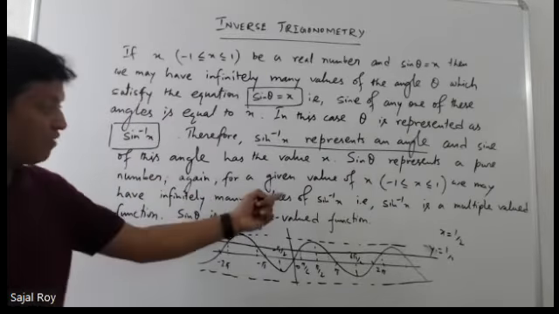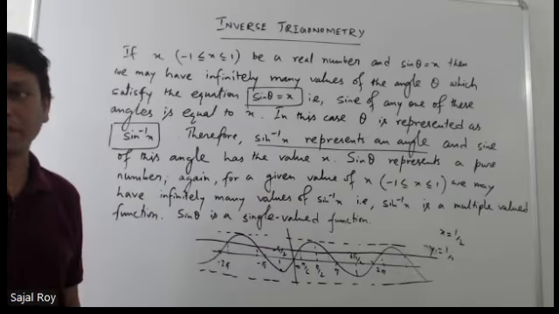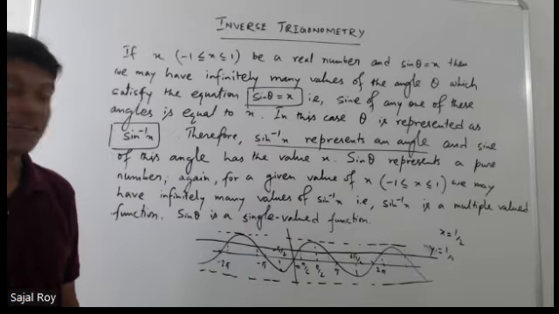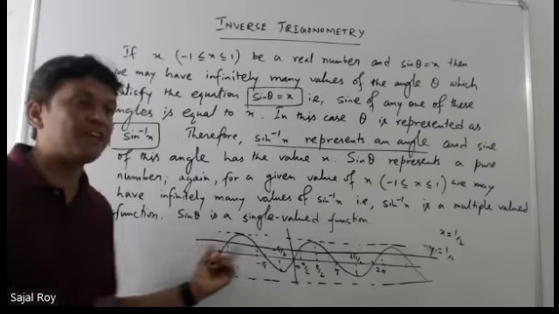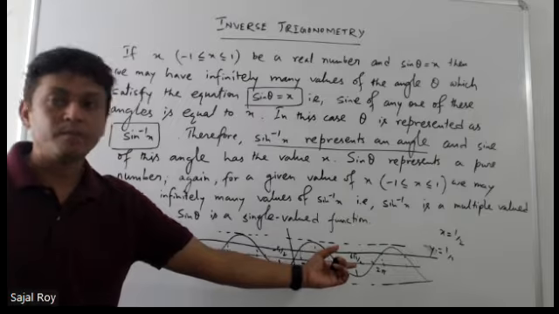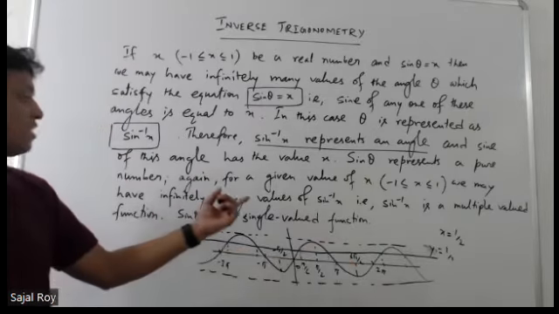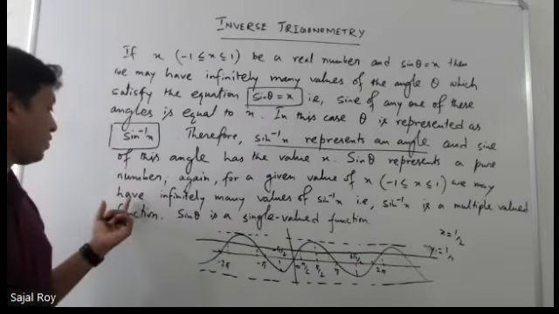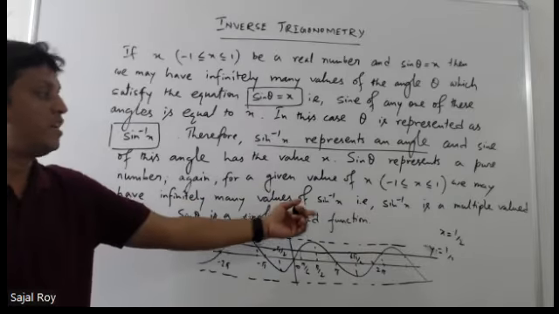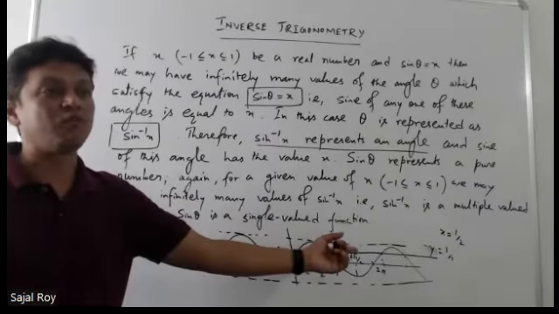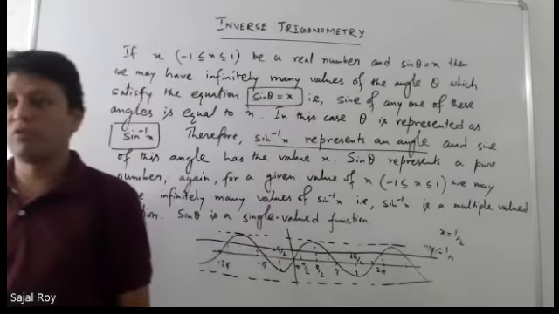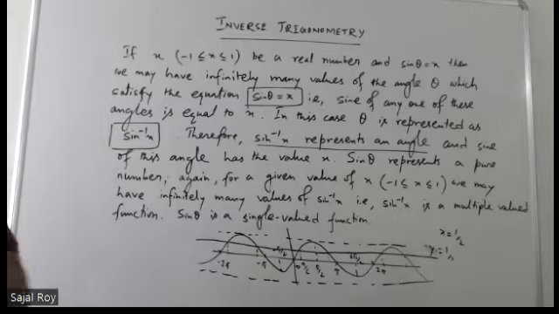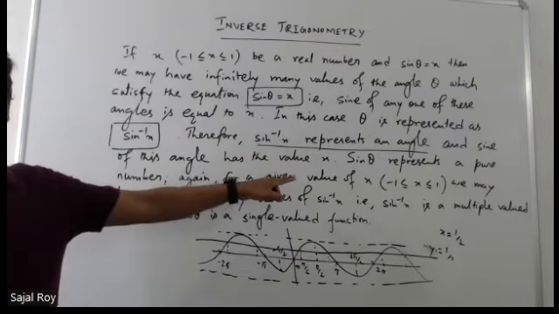So sine inverse x is a multiple valued function. Why? Because for x equal to half, you are having infinite number of values of the angle. So sine inverse x is a multiple valued function because we may have infinitely many values of sine inverse x, and sine theta is a single valued function because for a particular value of theta you are having only one value. Am I clear with this concept of the inverse?